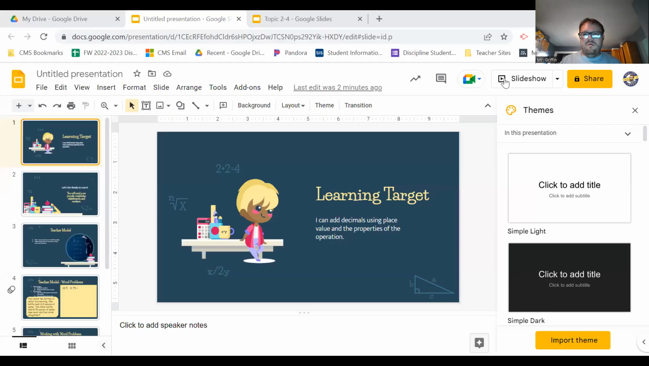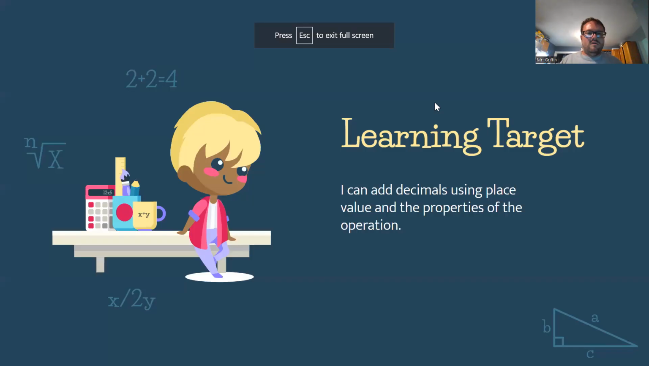And let me go ahead and share my screen so you guys can see what we're doing. All right, and here is our learning target. I can add decimals using place value and the properties of an operation.